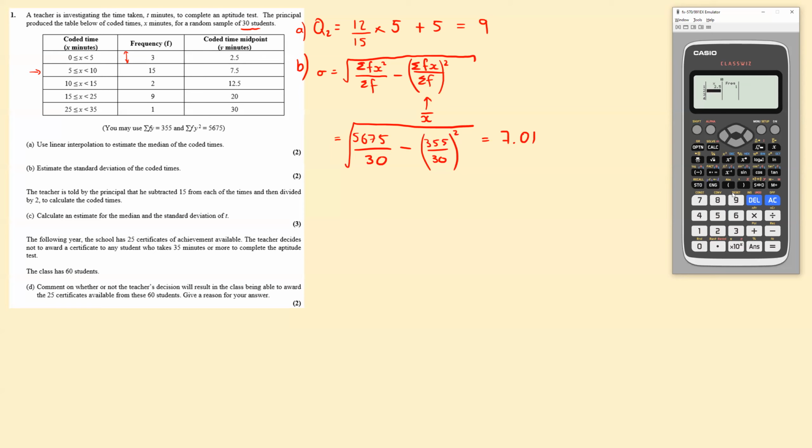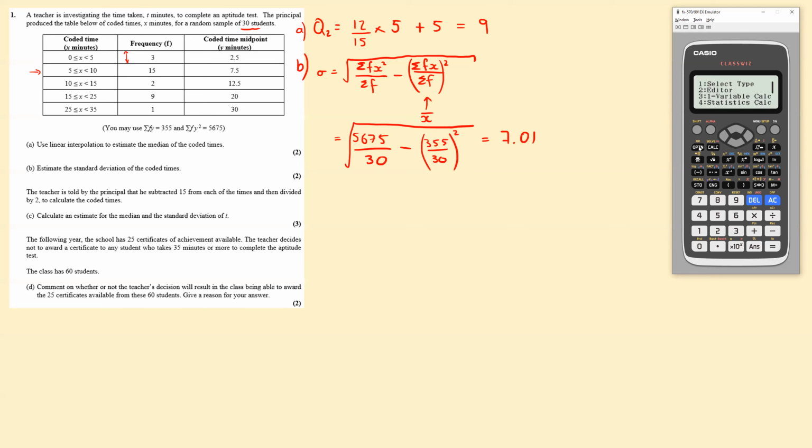What have we got here? So it's strange that they give us the midpoint here. If I'd read the question properly, that would have been handy. And then I just want to put in those frequencies. So I've got 3, 15, 2, 9, and 1. So just check that they're all lined up.